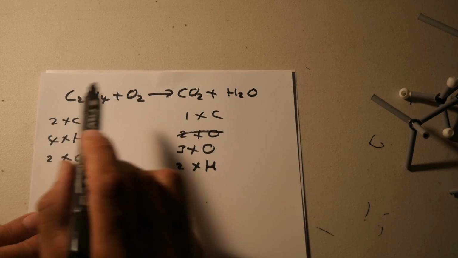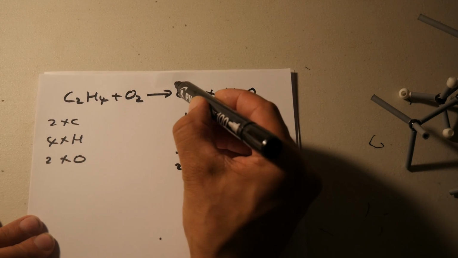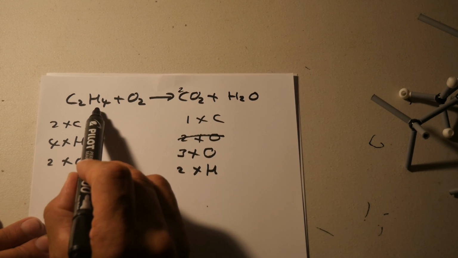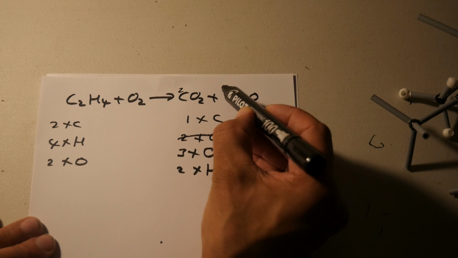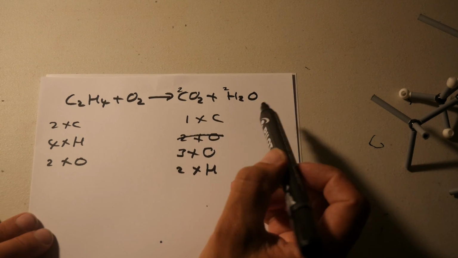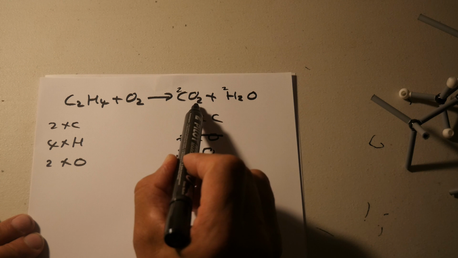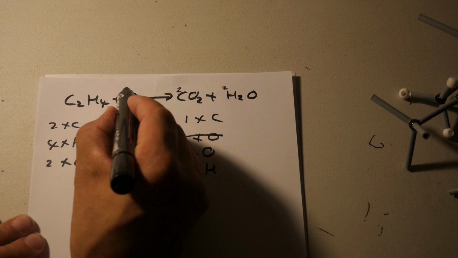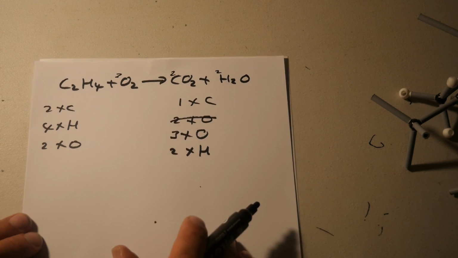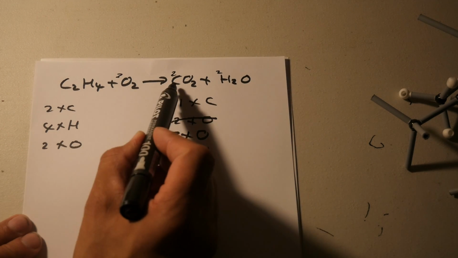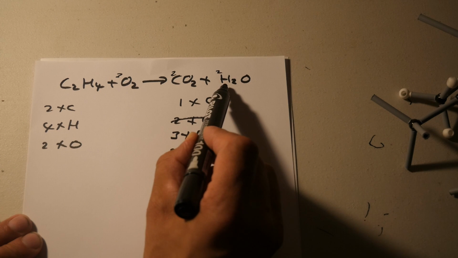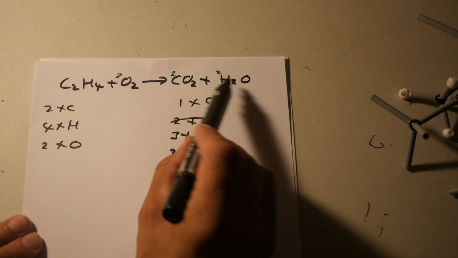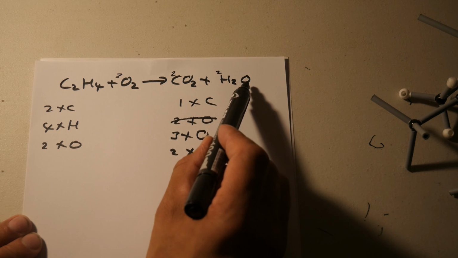So you get 2 there. You can make a little 2 there to make that 2, okay? Then you've got 4 hydrogen there, so you can make a little 2 there to make that 4. So then you've got the equivalent of 2 times 2 is 4 plus 2 is 6. So you can make this 3 to make that 6. So now you've got 2 carbons and 2 carbons, 4 hydrogens and 4 hydrogens, 6 oxygens and 4 plus 2 is 6.